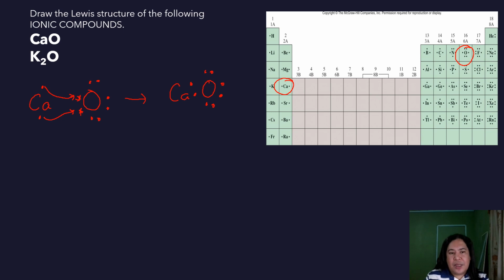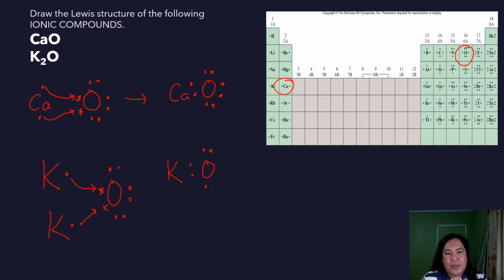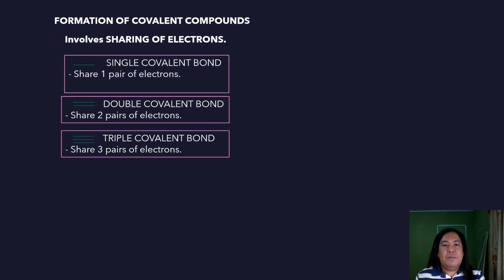Okay, potassium oxide. Potassium has 2 atoms, each with 1 valence electron, and oxygen has 6. The two valence electrons go here, so your potassium can have this appearance, to keep it neat. This is the K, K, and the O. Okay? So that is how you form an ionic compound.